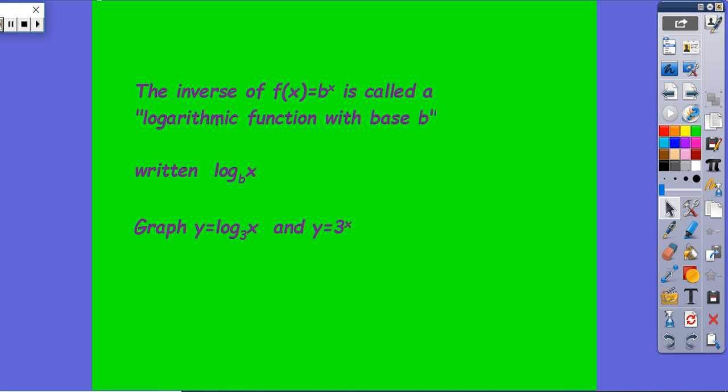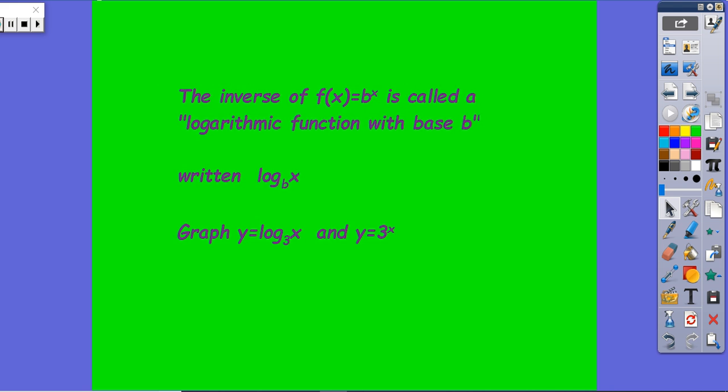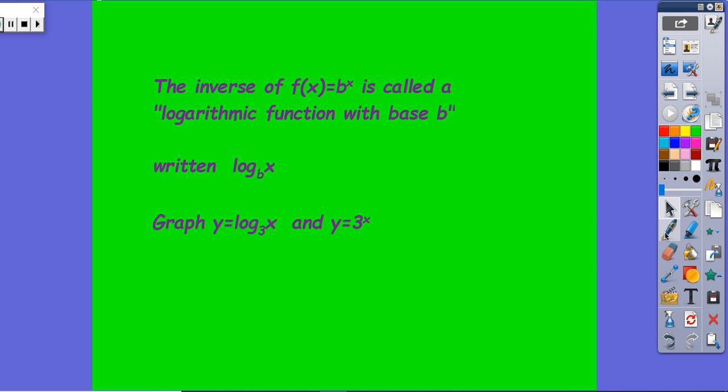What you want to know is that the inverse of an exponential function, so b to the x, is called a logarithmic function. So they're inverses of each other and it has a base b. We write it log base b of x. So we're going to graph this one and this, and we're going to look and see how they compare to each other.